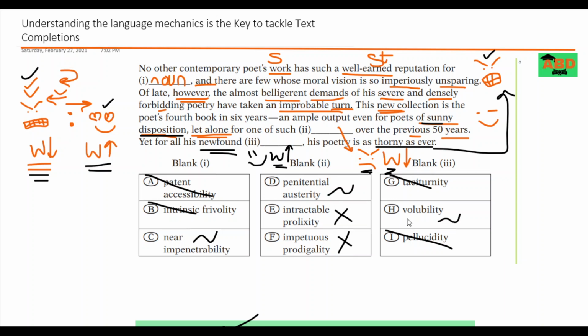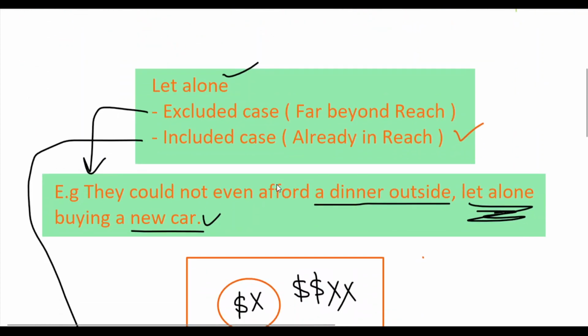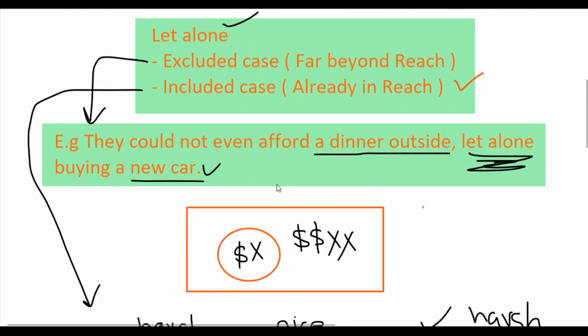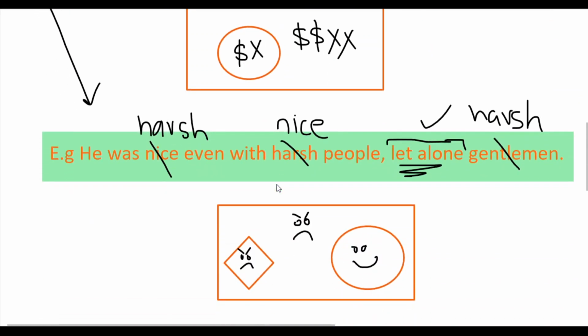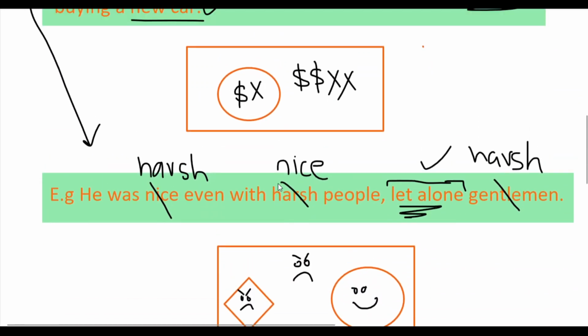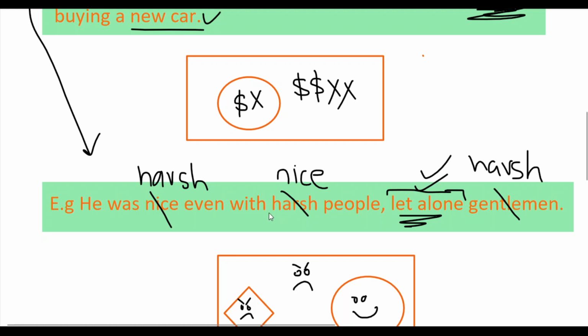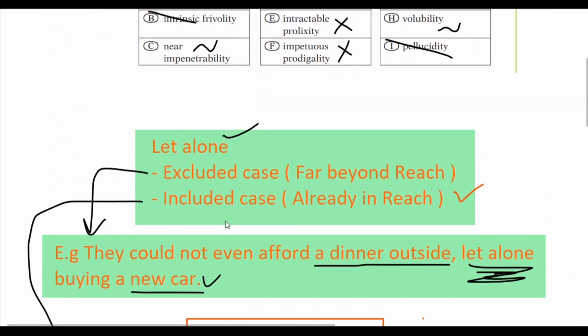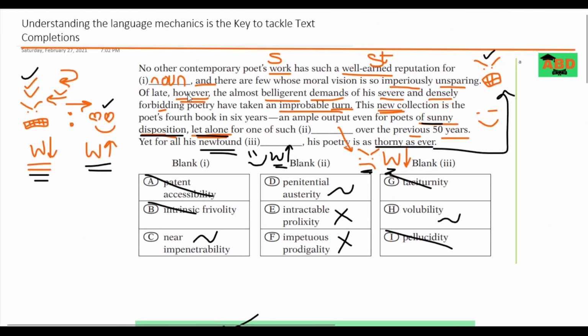So the answers are near impenetrability, penitential austerity, and volubility. So, guys, the takeaway over here is if you are aware of the English language mechanics and how words like let alone and even and however work, and how they can shift the ideas and logic and twist the flow of ideas, then these types of questions are going to be pretty much easier for you.